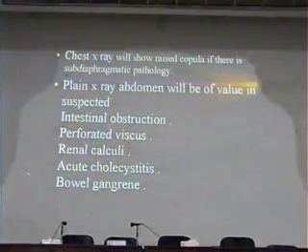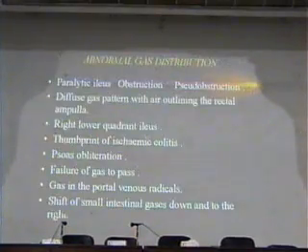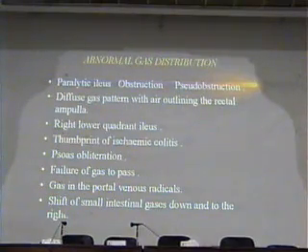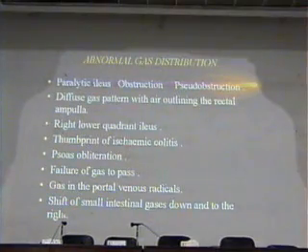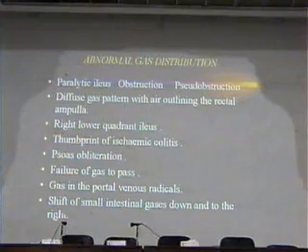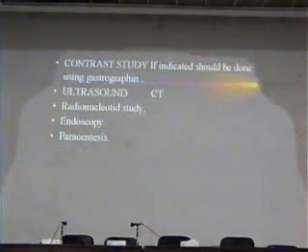And in bowel gangrene, we have air in the bowel wall itself, not inside the lumen of the bowel. Abdominal gas distributions are seen in paretic areas, in obstruction and in pseudo-obstruction. We have a diffuse pattern with air outlining the rectal ampulla. Right lower quadrant areas in cases of acute appendicitis, some signs of ischemic colitis, psoas obliteration, failure of gas to pass, stoppage of gas in the upper rectum, or gas in the portal venous radicals.